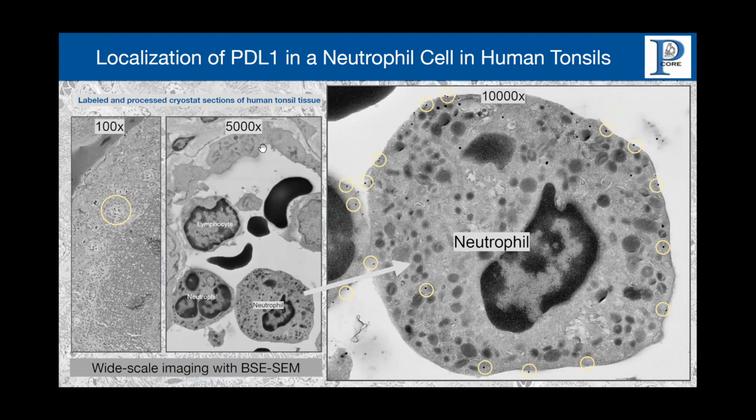And this wide field also allows me to quickly see whether my gold labeling is specific or whether there's gold all over the place in cells where we would not expect it. Now, by zooming into this neutrophil cell, we could beautifully localize the PD-L1 gold particles all along the periphery of the cell, where you would expect it.